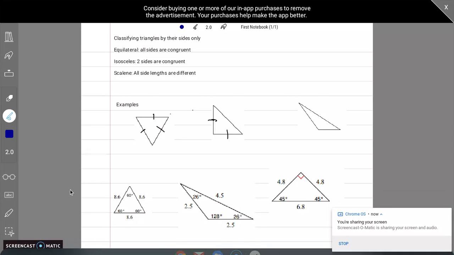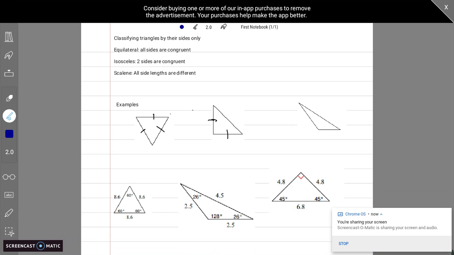Hey guys, welcome back. Today we are going to be talking about how to classify triangles based on their sides only. If you are interested in how to classify a triangle based on their angle measurements, I have a separate tutorial on my channel, so go check it out if you need to.